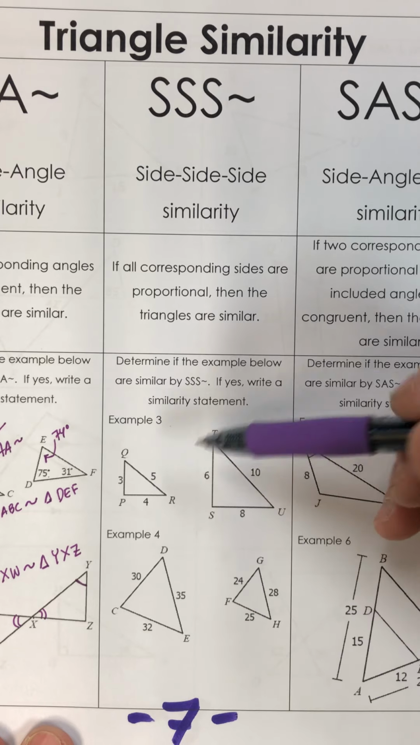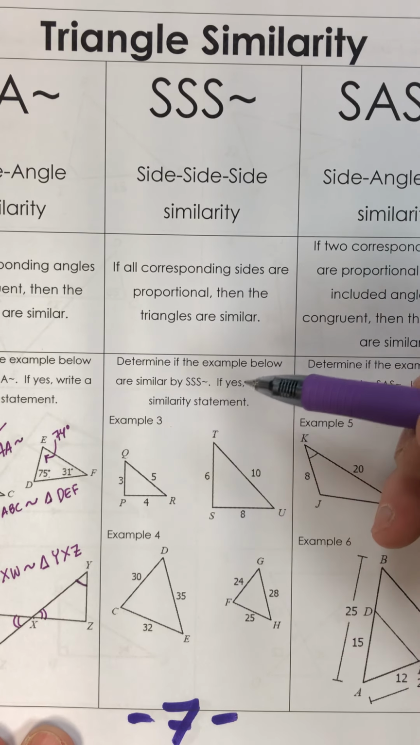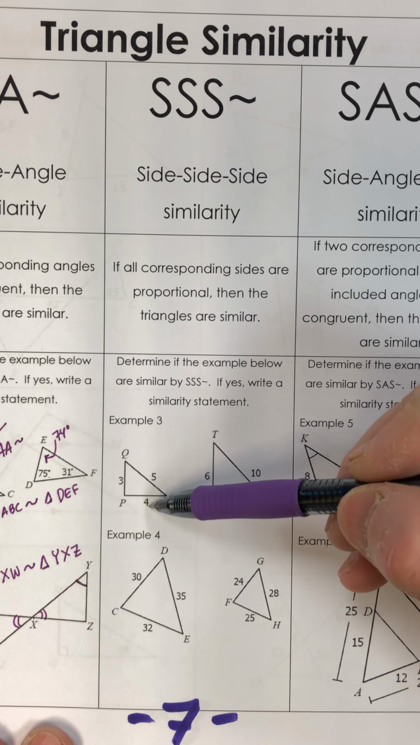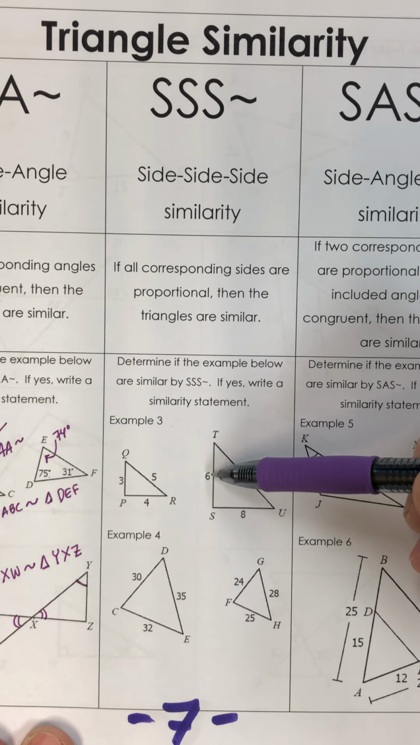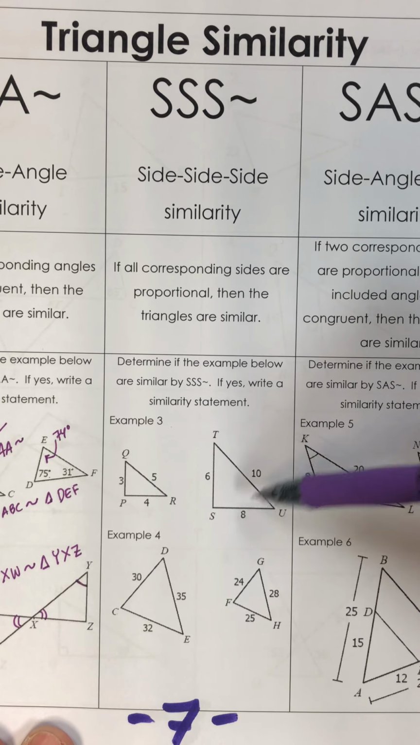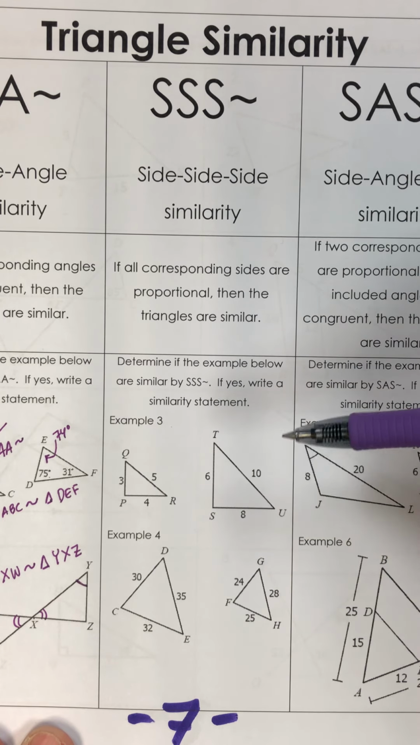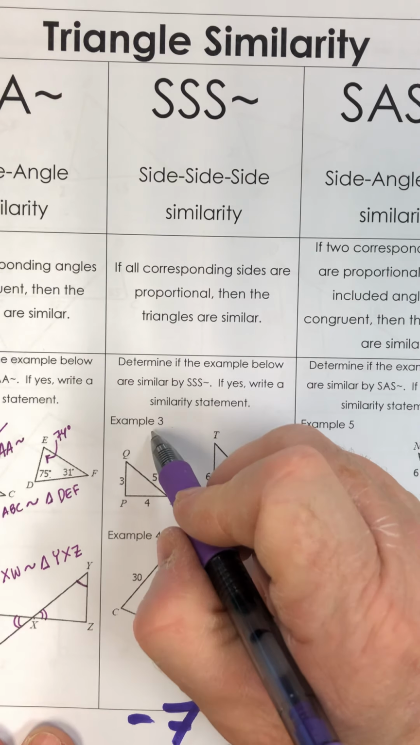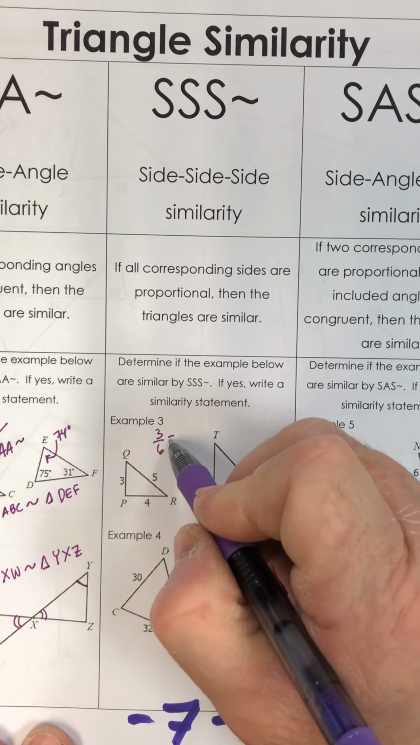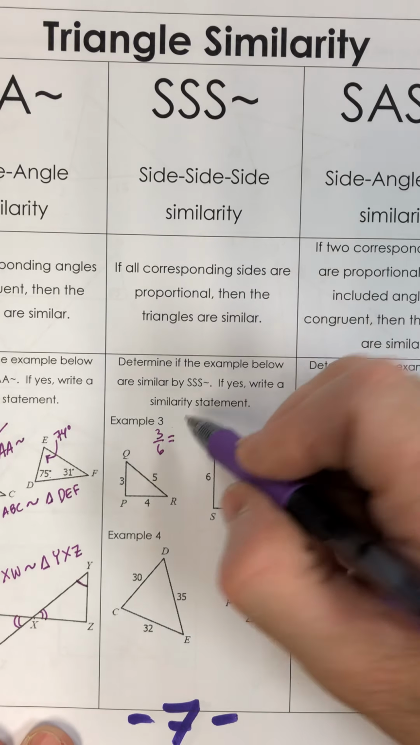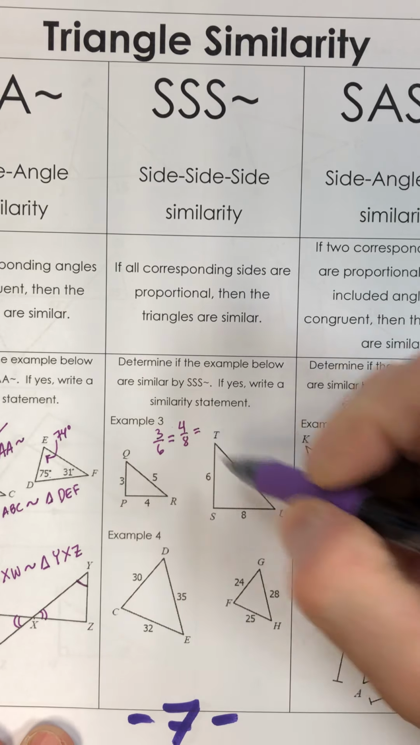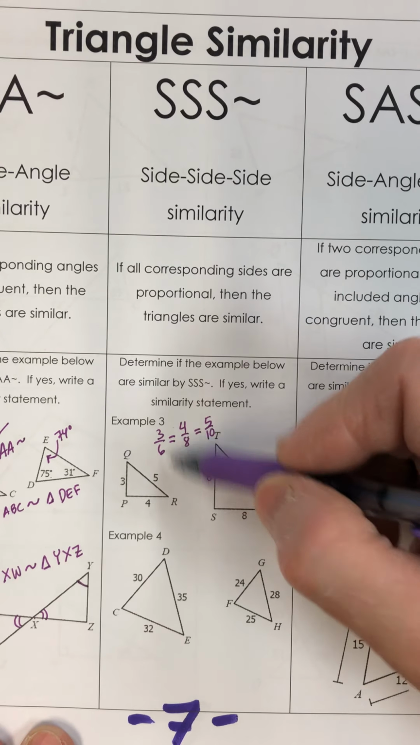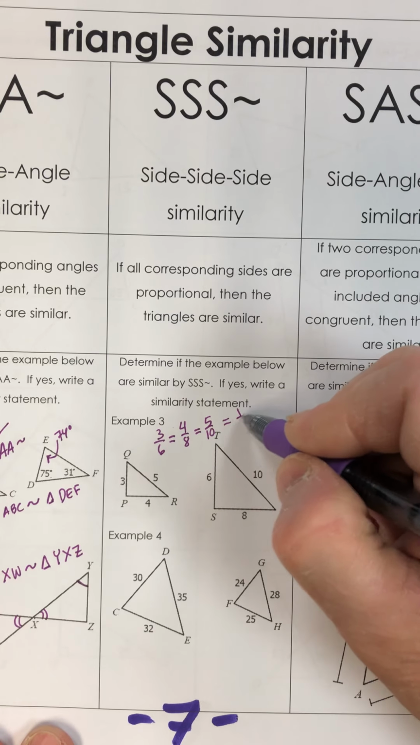Let's match up corresponding sides. It looks to me like the smallest, second smallest, and largest should match up with the smallest, second smallest, and largest. So if I match those up, 3 over 6, does that equal 4 over 8? And does that equal 5 over 10? Do those all reduce to the same thing? 1/2, 1/2, 1/2, yes. Those all equal 1/2.